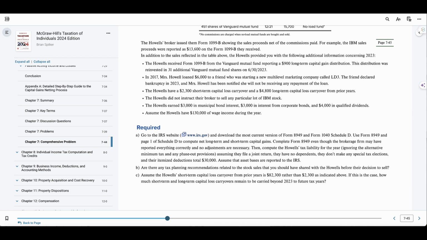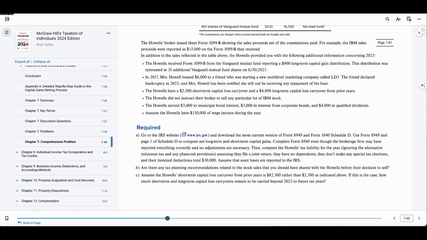In 2017, Mrs. Howell loaned $6,000 to a friend who was starting a new multi-level marketing company called LD3. That friend declared bankruptcy in 2023, and Mrs. Howell has been notified she will not be receiving payment of that loan. The Howells have a $2,300 short-term capital loss carryover and a $4,800 long-term capital loss carryover from prior years.